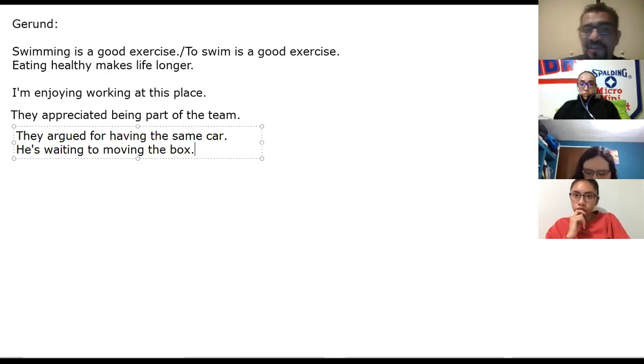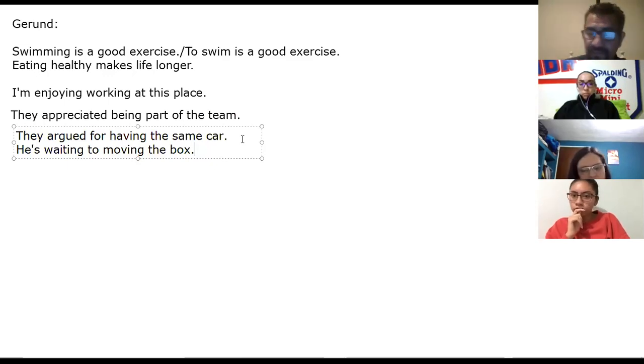Those are the three uses of the gerund. Only in those kinds of situations is it possible to use gerund. But remember, don't confuse it with present progressive, because they are two different structures. Okay? Very good. Questions?